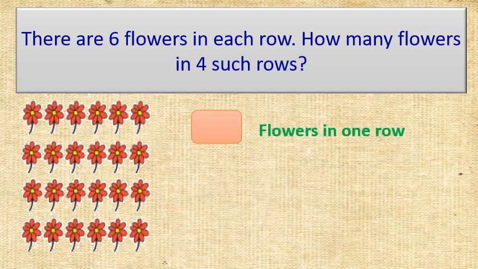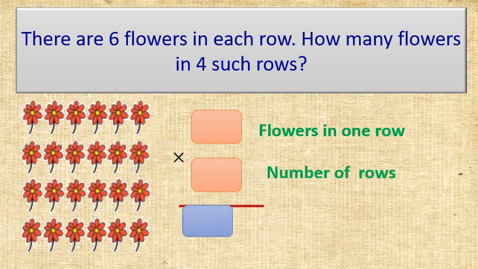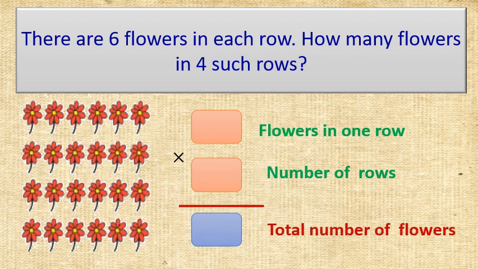Now we will write here flowers in one row multiplied by number of rows. Okay, then we will get the total number of flowers, isn't it? How many flowers are there in one row? 6. And how many rows are there? There are 4 rows, isn't it? Now you know the 6 times table. 6 4s are 24, isn't it? Means altogether there are 24 flowers. Okay?